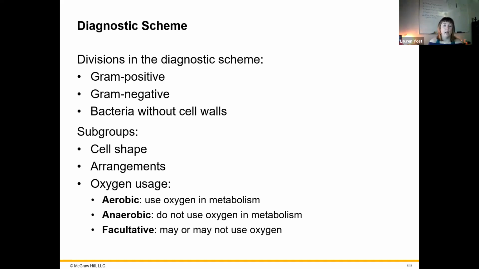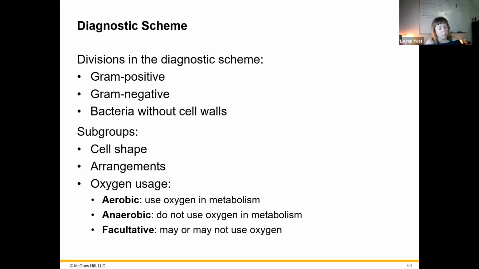That's going to be the cocci, the bacilli, that's the rods, and then the curved. So it's like all the curved ones. So that's how you would break that down with the cell shape. The arrangements, so that's going to be like staphylo, strepto, the palisades, the diplo, all of those sorts of terms.